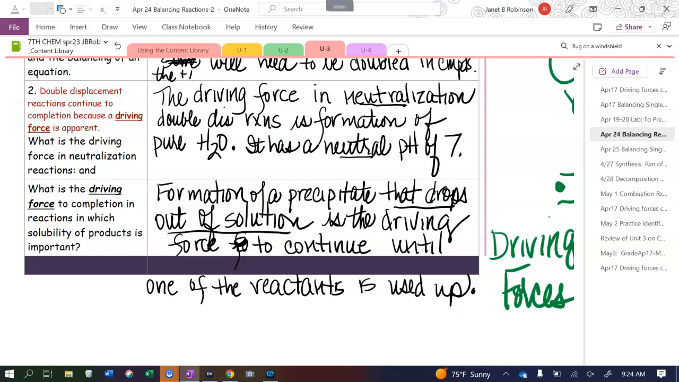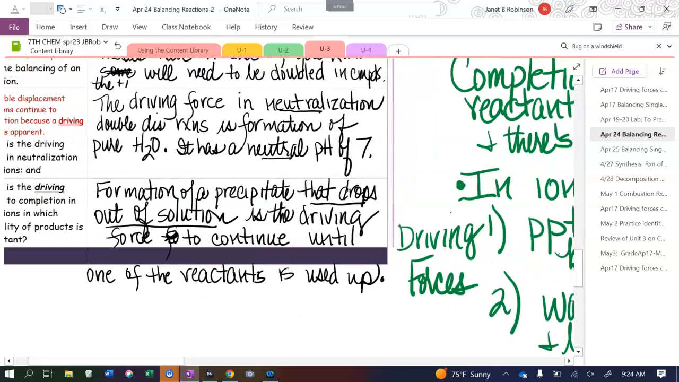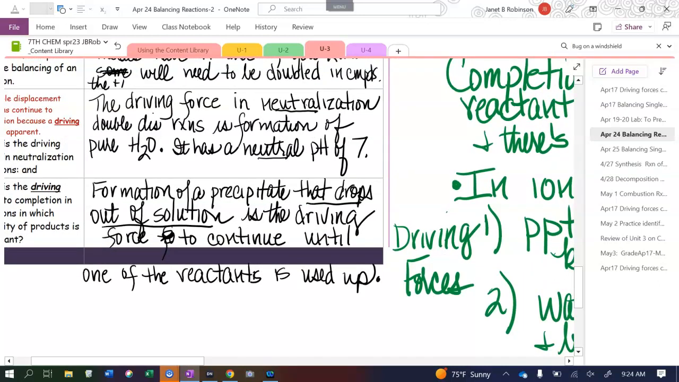What's the driving force to complete the reactions in which solubility is important? Well, the driving force is formation of a precipitate. All right.